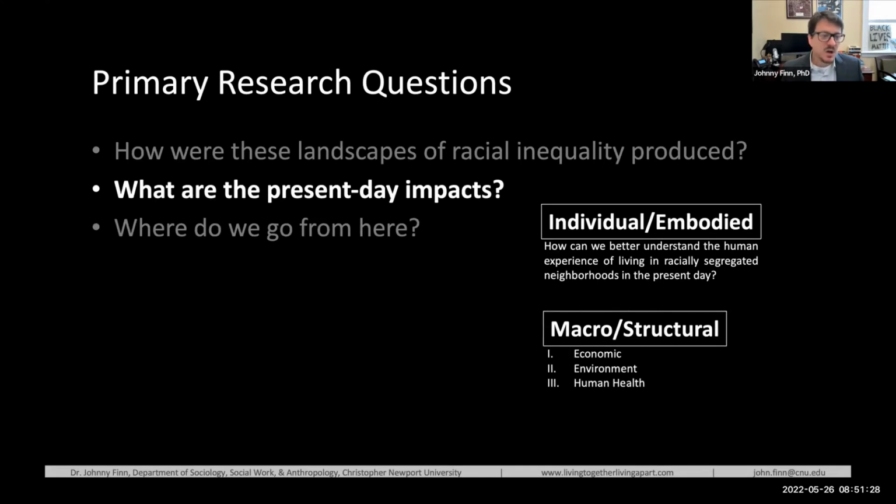So I think sometimes it's easy to get caught up in the data and the maps and the macro structural. So I want to take just a moment to show you 3 or 4 of these images taken by our participant photographers that really highlight the embodied individual human impact of this history.